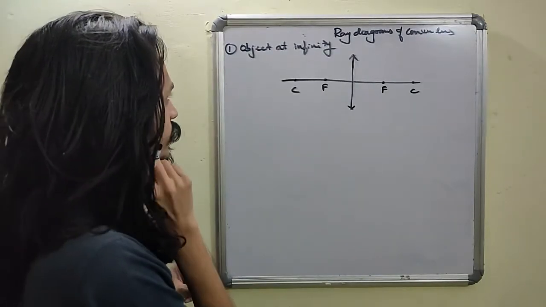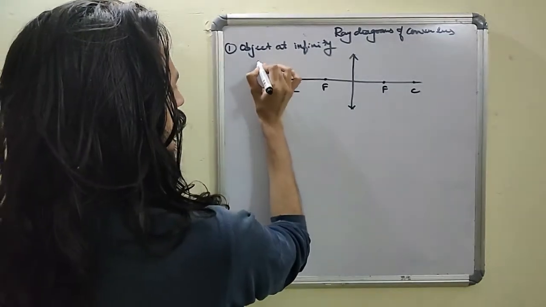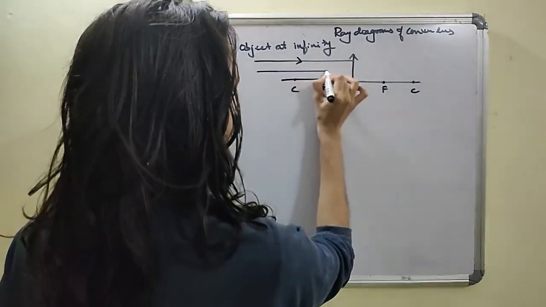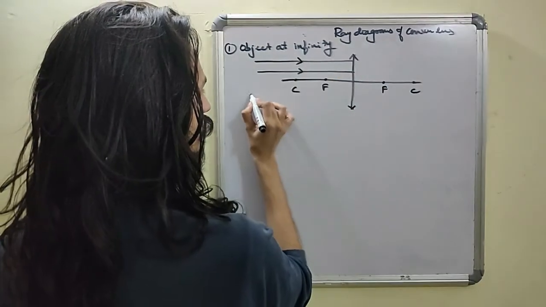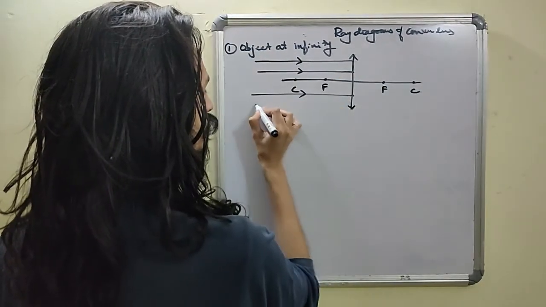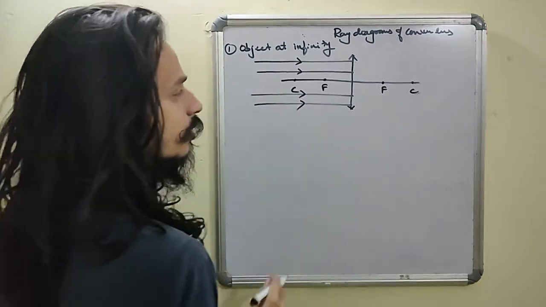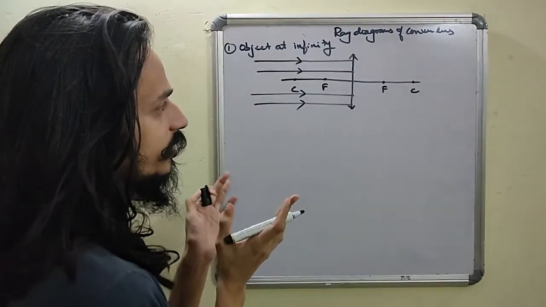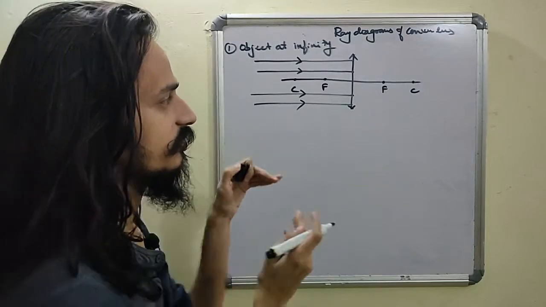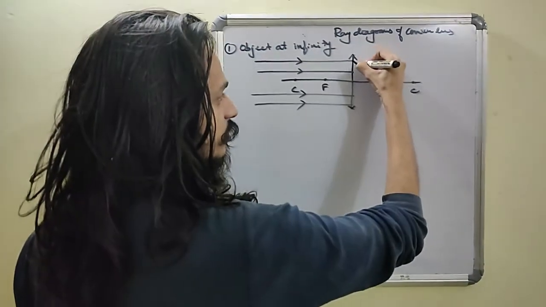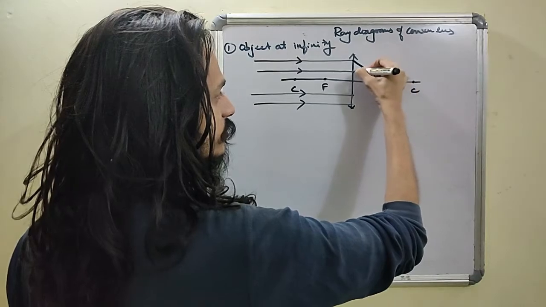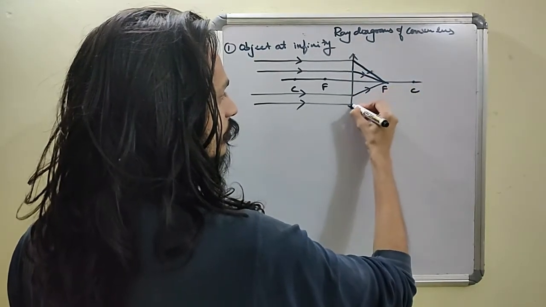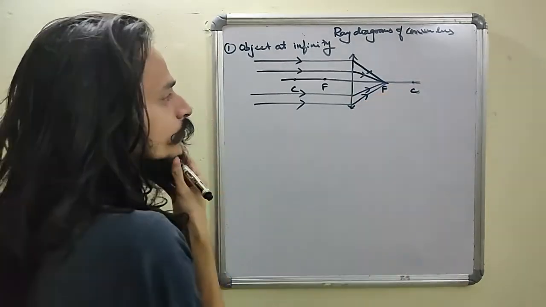Now when I say the object is at infinity, the light coming from the object comes in parallel lines, like this. So we know from rule 1 that any line that is parallel just refracts and goes to the focus, like this.